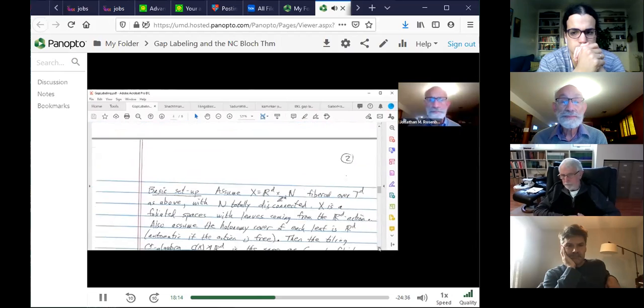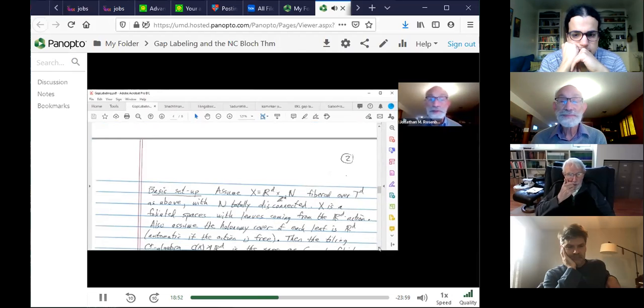Now we're hereafter going to assume X is of this type, so it's part of the D crossover Z to the D with N, where N is totally disconnected. So this thing, of course, fibers over T to the D in an obvious way. If you were to collapse N to a point, that would send X to T to the D equivariantly for the R to the D action. And this X is a foliated space with the leaves of the foliation coming from the R to the D action. And let's assume that the holonomic cover of each leaf is R to the D itself.